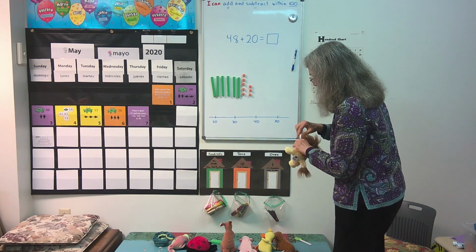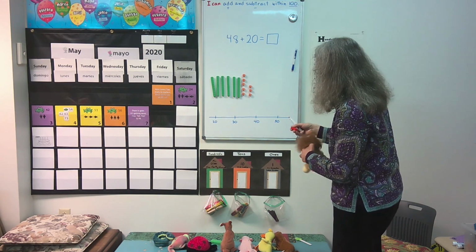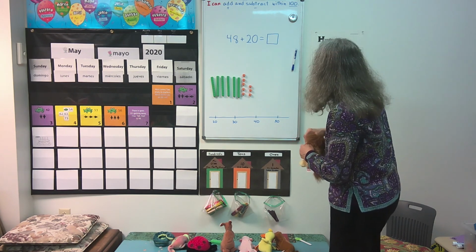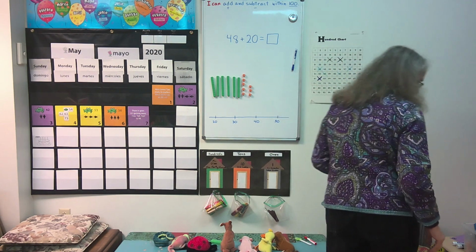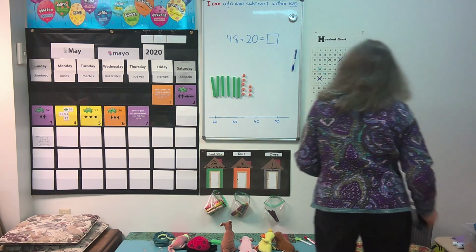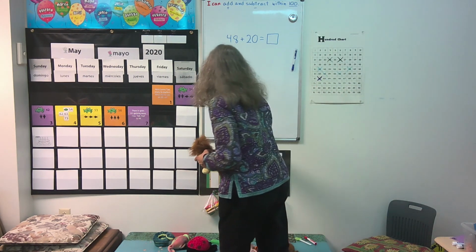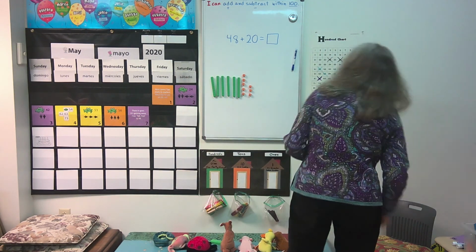Okay, so we're going to have an edit here. I did the wrong number line. I'm a number lion and I like number lines. Okay, I'll do it. You're right. Okay. I'll do it.